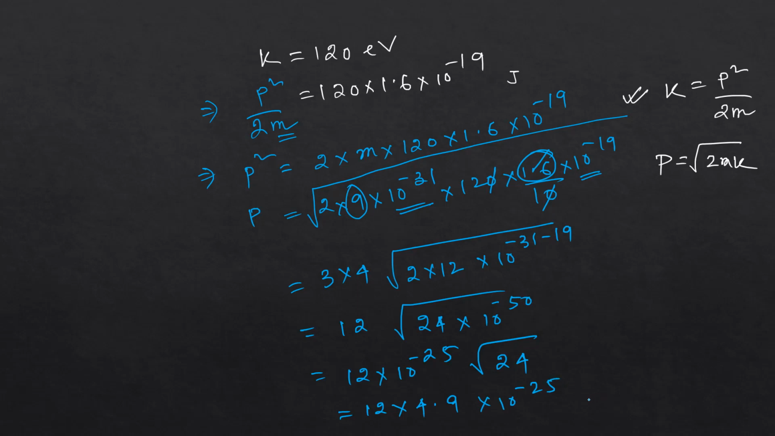What is the unit of momentum? That is kilogram meter per second. Easy, na? It's so easy. After that, we have to find out the velocity. They said in the question that we have to find out the velocity.